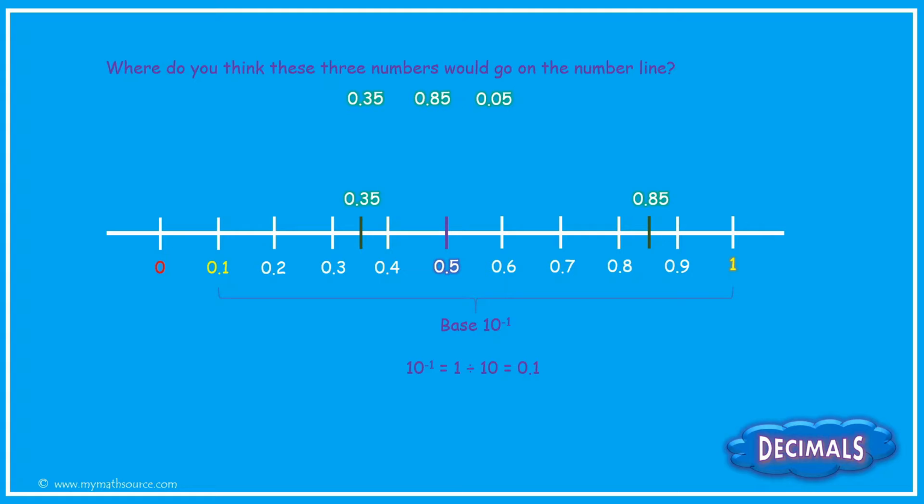Now look at the last number in our choice selection. Once again, it has 2 zeros. So where do you think this one would go on this number line? Well, if you guessed in between 0 and 0.1, you are correct.